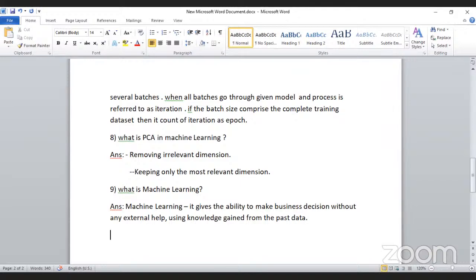We need not give many lines of data to the machine to learn. If we give a small amount of data, then on that basis the machine is going to take decisions. Okay, anyone else? It is a branch of artificial intelligence which focuses on the data and gives accuracies. Very good.